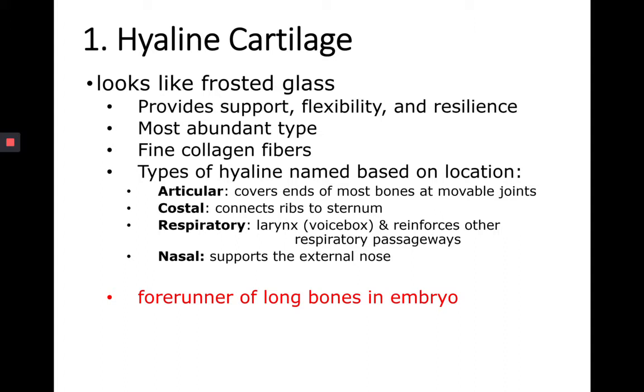There's different types of hyaline. We've talked about location before. Terms you may not have associated with hyaline cartilage before are articular cartilage, or costal cartilage, or even respiratory and nasal cartilages. So these are just names based on location for hyaline cartilage. Articular cartilage is found at the ends of long bones, so it's found at joints. Costal cartilage is the hyaline cartilage that connects your ribs to your sternum. The respiratory cartilages are found in your larynx and in your trachea, and the nasal cartilages are found close to the tip of your nose.